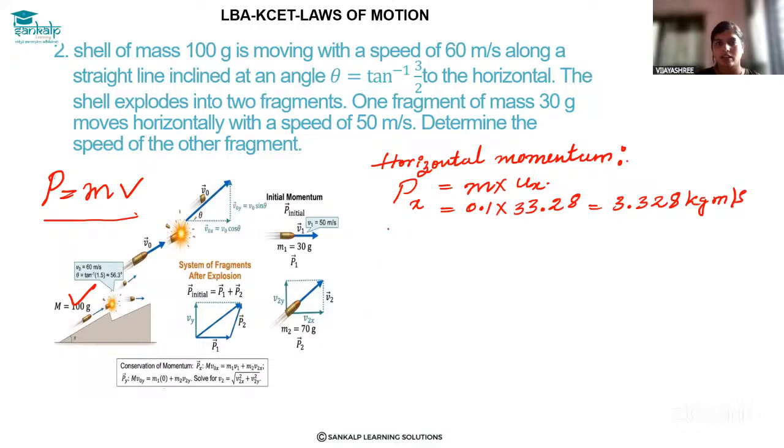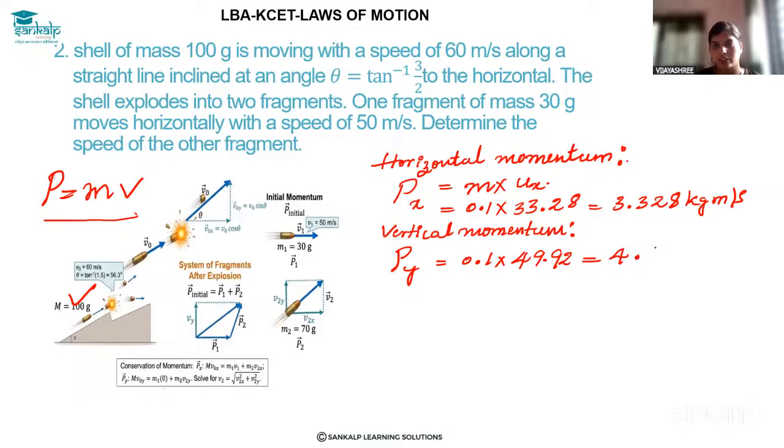Okay, similarly vertical momentum, not component, vertical momentum py, I denote it as py, which is equal to 0.1 into the vertical velocity we have just calculated, 49.92, which is equal to, simplifying this, 4.992 kg meter per second. So the unit of momentum is kg meter per second.